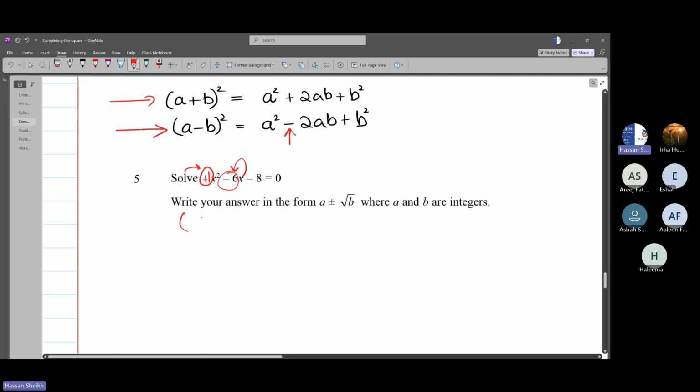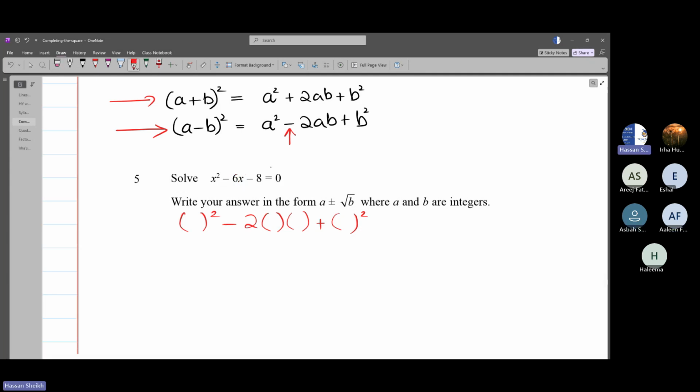We just write empty brackets. A square minus 2ab plus b square. Is that this formula? Yes. Now we need to fill out these brackets in a way that it would not conflict with the given equation or expression, the purple one.